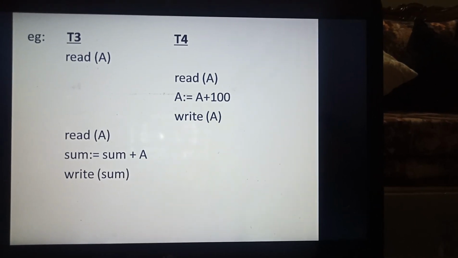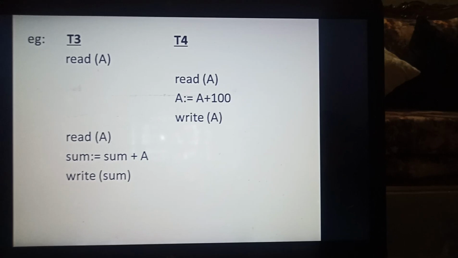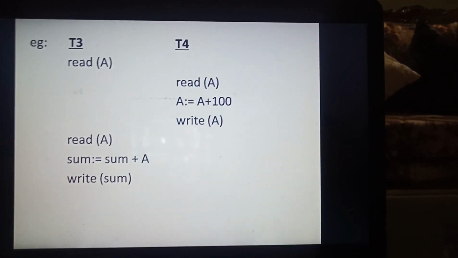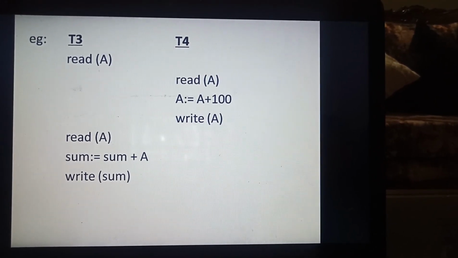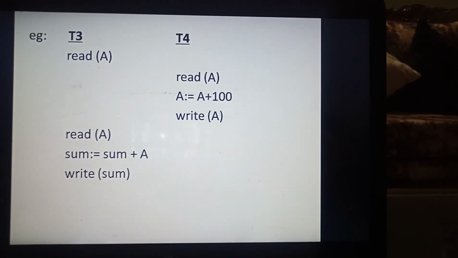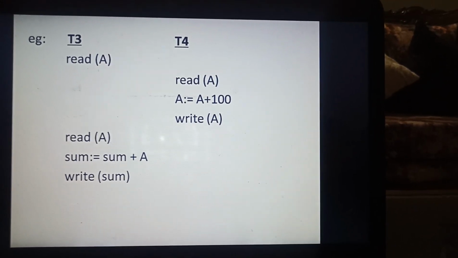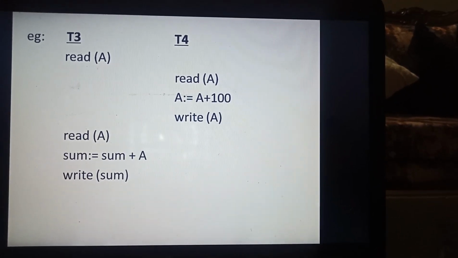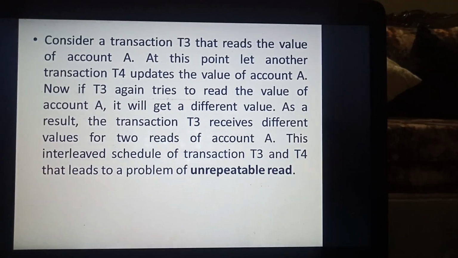यू कैन सी दिस एग्जाम्पल. ट्रांजैक्शन T3 ने रीड किया A को, और उसके बाद ट्रांजैक्शन T4 ने उसको वैल्यू को अपडेट कर दिया, और ट्रांजैक्शन T3 ने उसी टाइम पे फिर से कॉन्सिक्यूटिवली फिर से रीड किया A को. अब इन दोनों रीड्स के बीच में T4 ने वैल्यू को अपडेट कर दिया A की. तो दैट मीन्स दिस इज अनरिपीटेबल रीड. 2 कॉन्सिक्यूटिव रीड्स के बीच में किसी और ट्रांजेक्शन ने वैल्यू को अपडेट कर दिया.